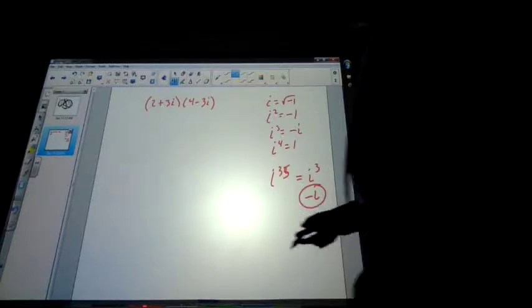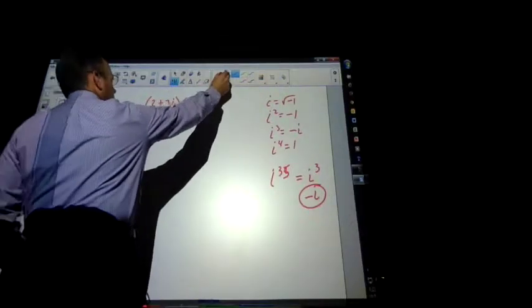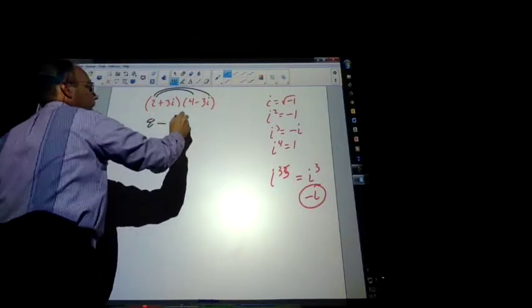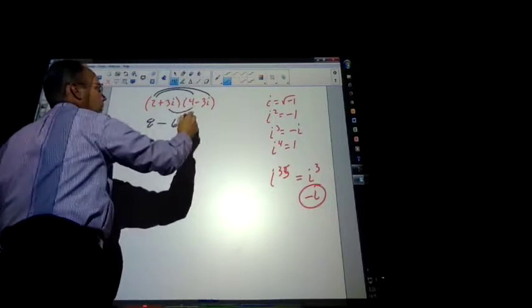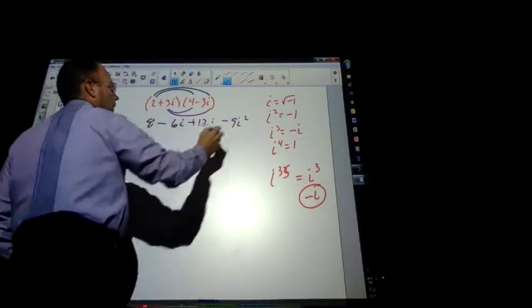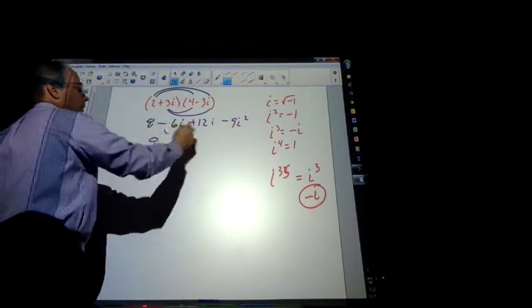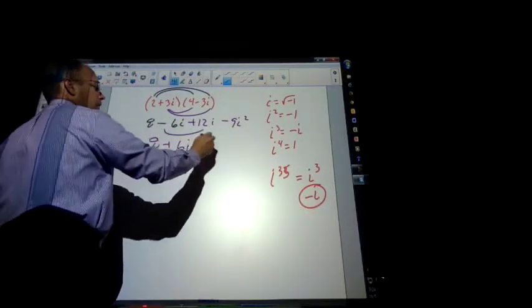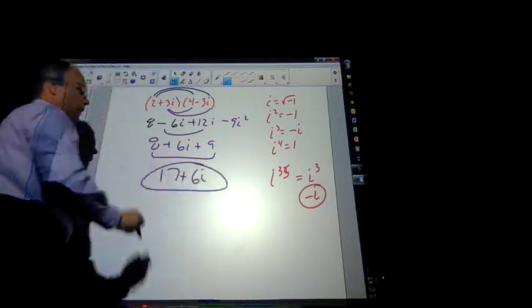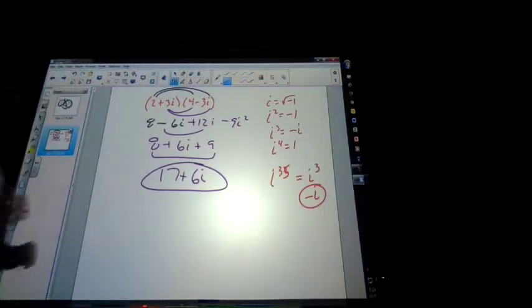So let's FOIL this problem together. It looks like a variable that we're working with. So I'm going to get 8 minus 6i plus 12i minus 9i squared. That is 8 plus 6i plus 9. Combine those like terms. Why did this change to positive 9? i squared equals -1, so it becomes -9 times -1, which is positive 9.